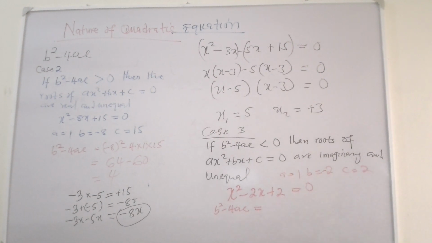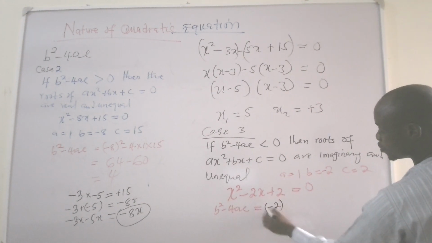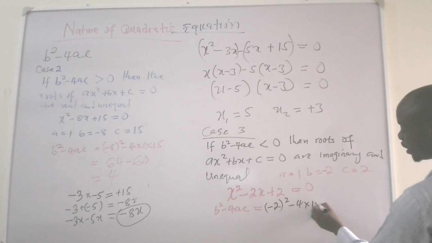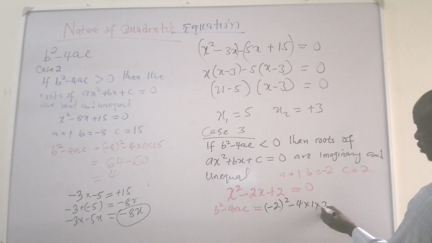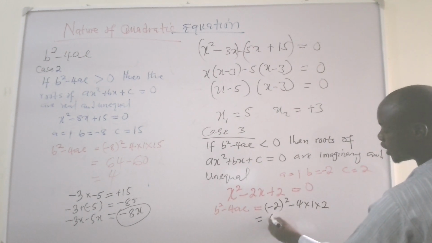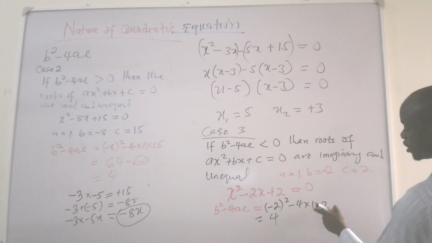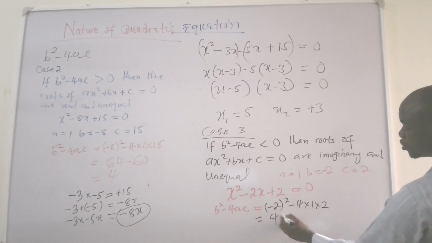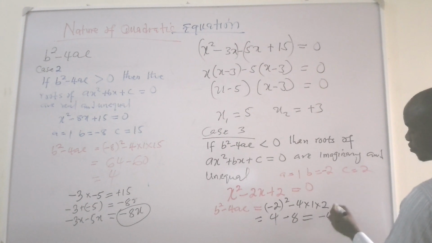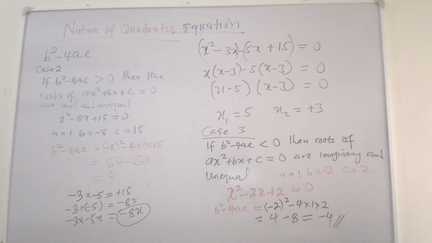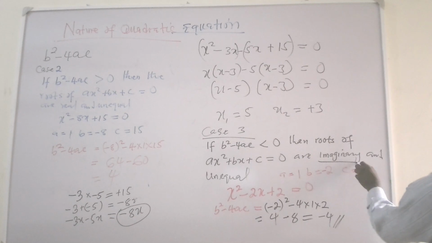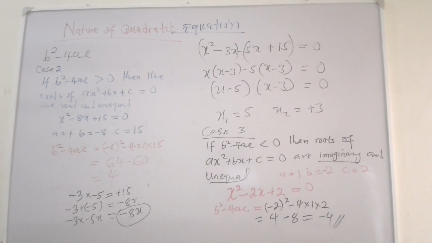So therefore, from this, we take our b squared, which is minus 2 squared, then minus 4 times 1 times, our c is 2, so times 2. So minus 2 squared is 4, minus 4 times 1 is 4, and 4 times 2 is 8. So we have 4 minus 8, and at the end we have minus 4. So this tells us that since the value of the discriminant is negative, it means that the roots are imaginary and unequal. So that is case 3.